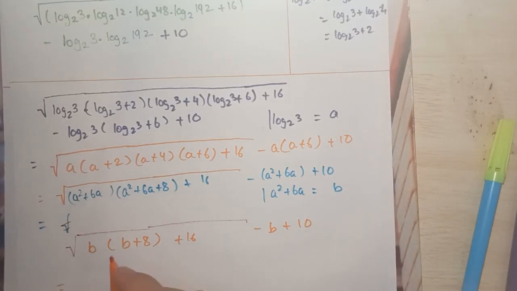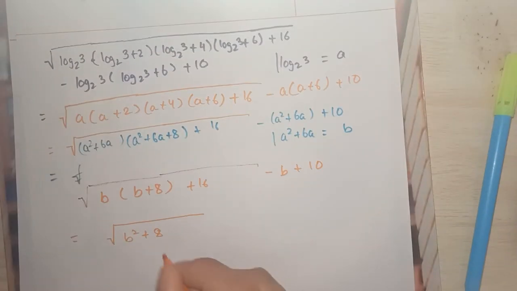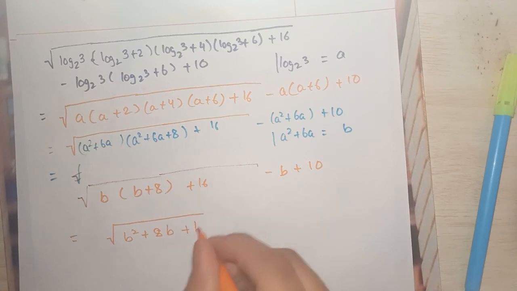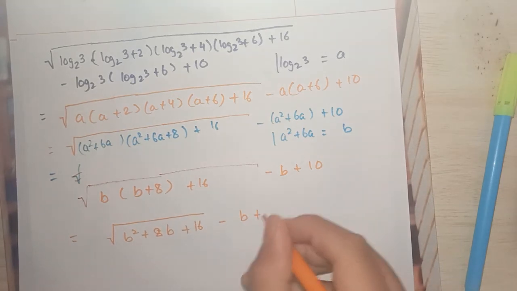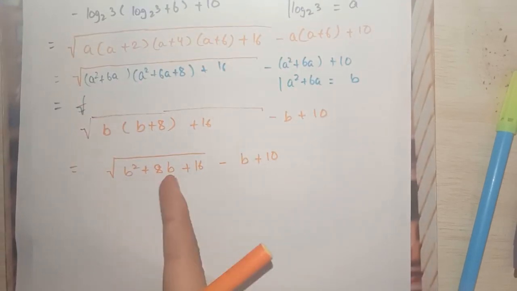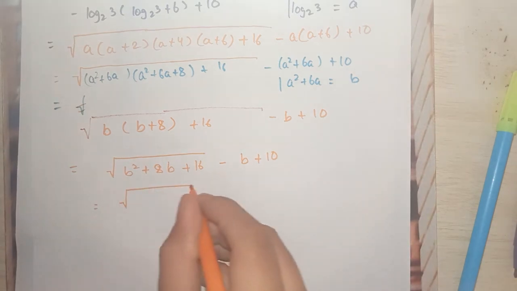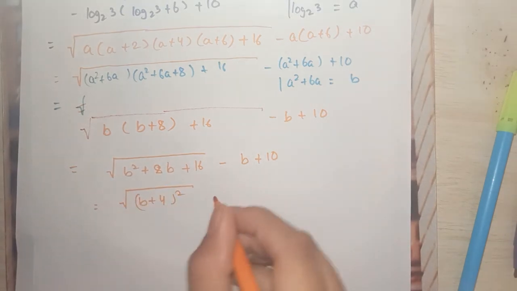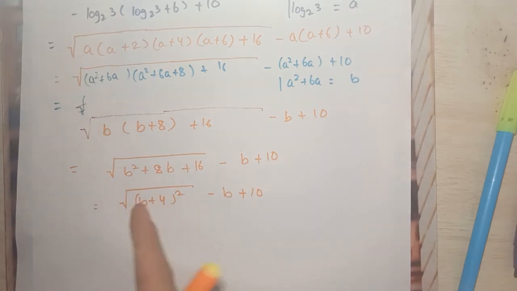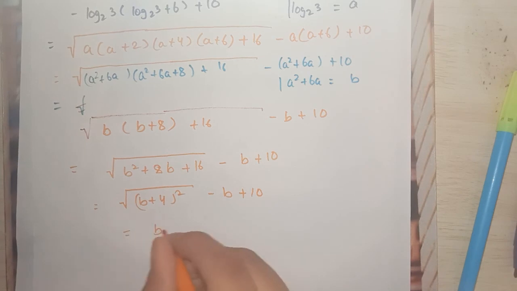Now we can go ahead and multiply this out. b squared plus 8b plus 16 minus b plus 10, and you might have recognized as well, this is b squared, this is 4 squared, this is 2 times b times 4, which is just b plus 4 the whole squared. Now this radical sign gives you the positive square root. b is positive because it is essentially the log of 3 to the base 2 squared plus 6 times log of 3 to the base 2. All of those are positive terms. So that will give you b plus 4.